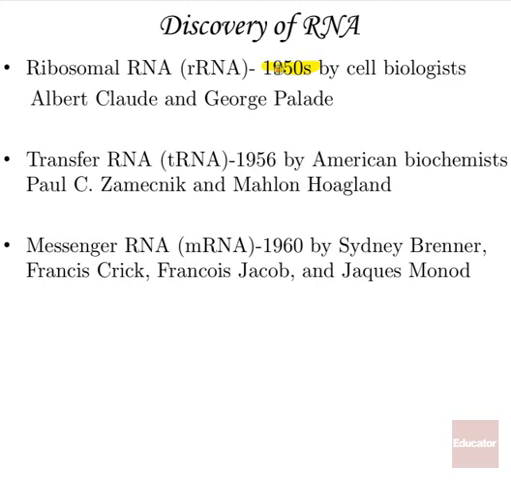Ribosomal RNA is important for the structure of ribosomes, as it serves just a structural purpose. Transfer RNA is responsible for bringing amino acids to the ribosome to match up with the particular anticodon on the mRNA. Transfer RNA was found in 1956 by Zamecnik and Hoagland. And then messenger RNA, which is made from DNA and is responsible for dictating the sequence of amino acids for protein synthesis at the ribosome, was discovered in 1960 by Brenner, once again our friend Francis Crick, as well as Jacob and Monod.